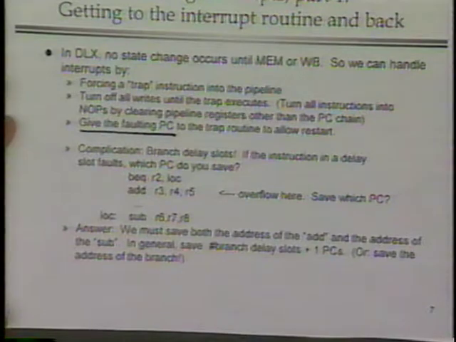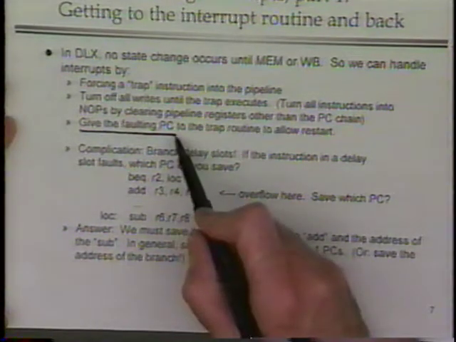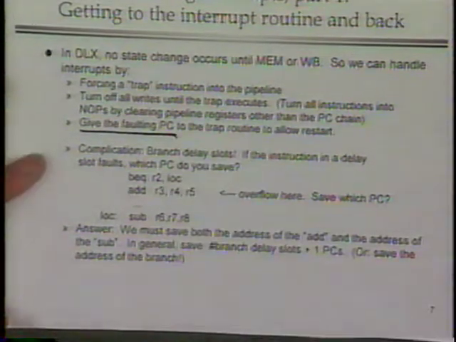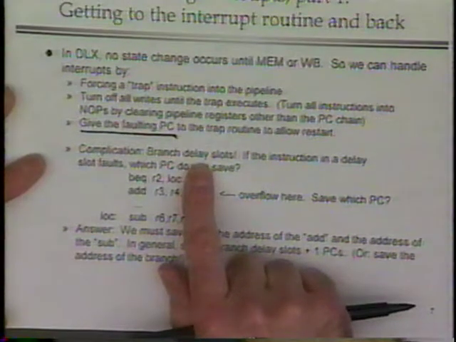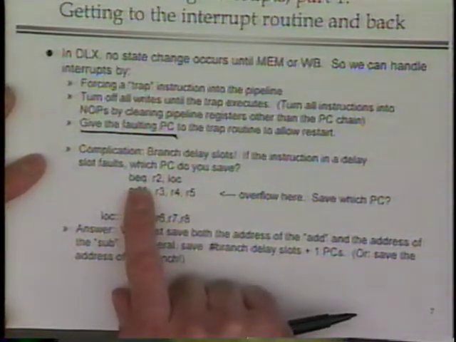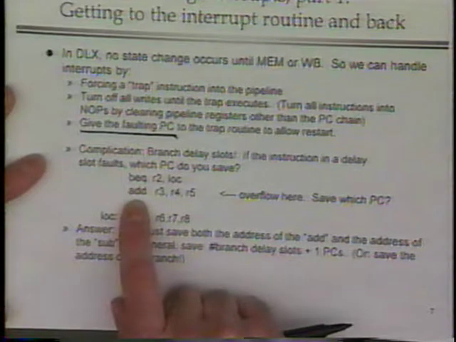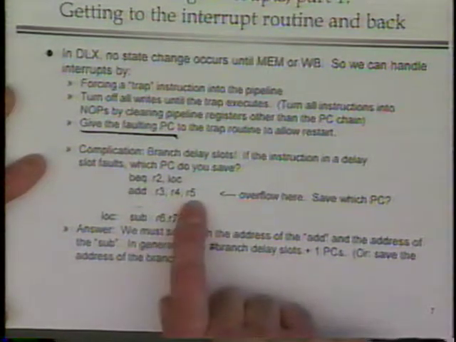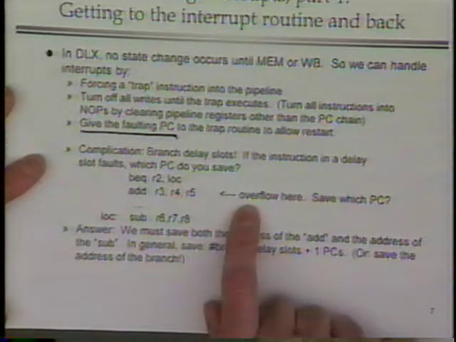Now that's pretty easy. The problem is that saving one program counter may not be enough if we have a branch delay slot. Let's say that we have a conditional branch instruction. We have a following instruction which is going to be executed whether or not the branch instruction branches. And let's say that that add instruction causes an overflow. Well, which program counter are you going to save?